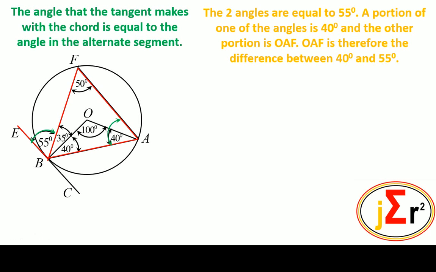A portion of one of the angles is 40 degrees, and the other portion is OAF, which is the angle that we need to find. OAF is therefore the difference between 40 degrees and 55 degrees. This angle is very simple to find.